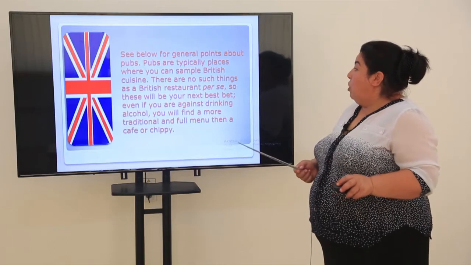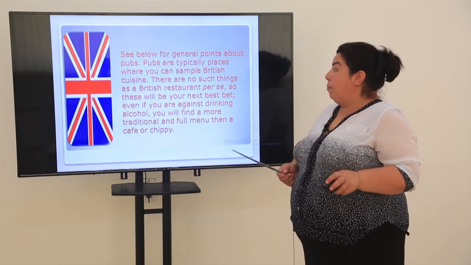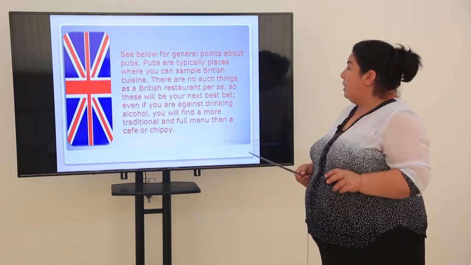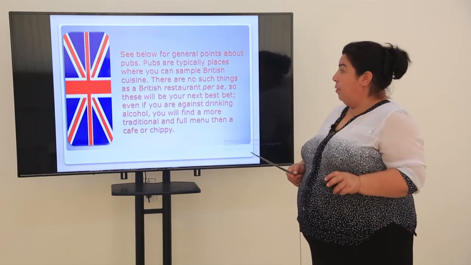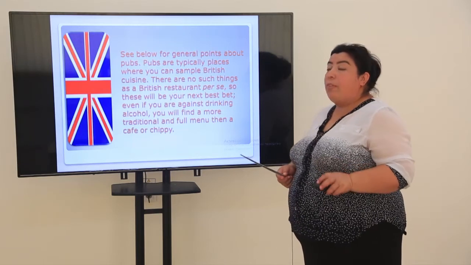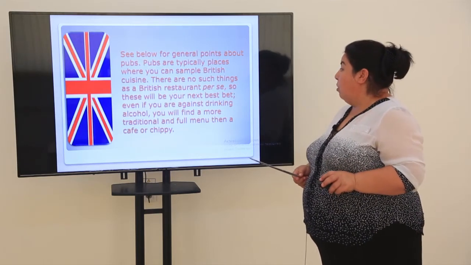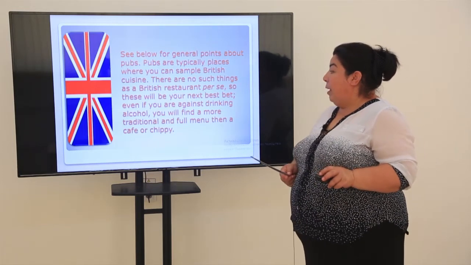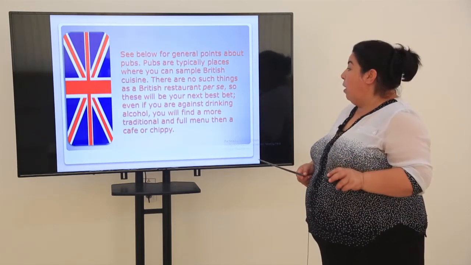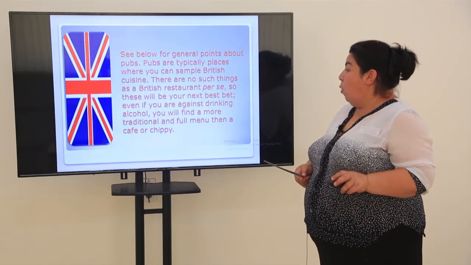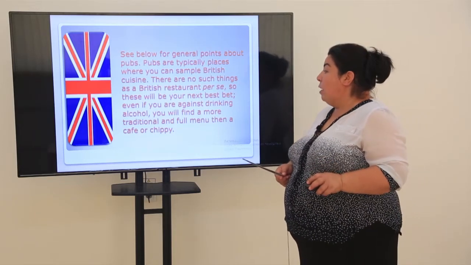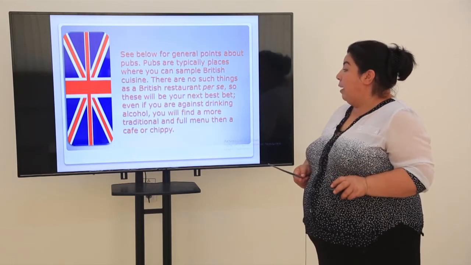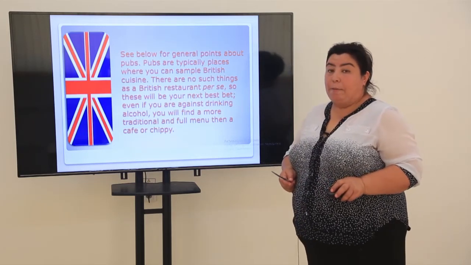See below for general points about pubs. Pubs are typical places where you can sample British cuisine. There are no such things as a British restaurant per se, so this will be your next best bet. Even if you are against drinking alcohol, you'll find a more traditional and full menu than a cafe or chippy.